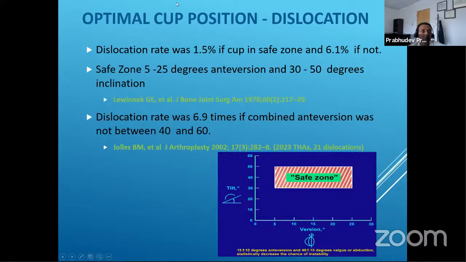The relationship between the cup position and dislocation again has been studied extensively. Lewinnek was the one who initially brought attention to this, and he was the one who defined the so-called safe zone. He demonstrated that the dislocation rate was 1.5% if the cup was in the safe zone and 6% if it was not. And he defined the safe zone as 5 to 25 degrees of anteversion and 30 to 50 degrees of inclination. In this study, Jones demonstrated a dislocation rate 6.9 times higher if the combined anteversion was not between 40 and 60 degrees.